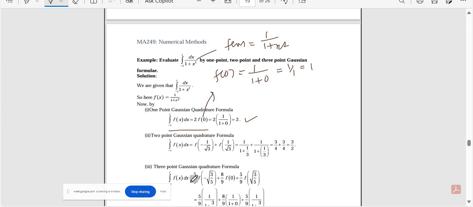This method is very easy. If you have the formula, then you only have to substitute, not a major rule or a complicated form of this method. Understand? 1 point, everybody? Okay, it is very easy.